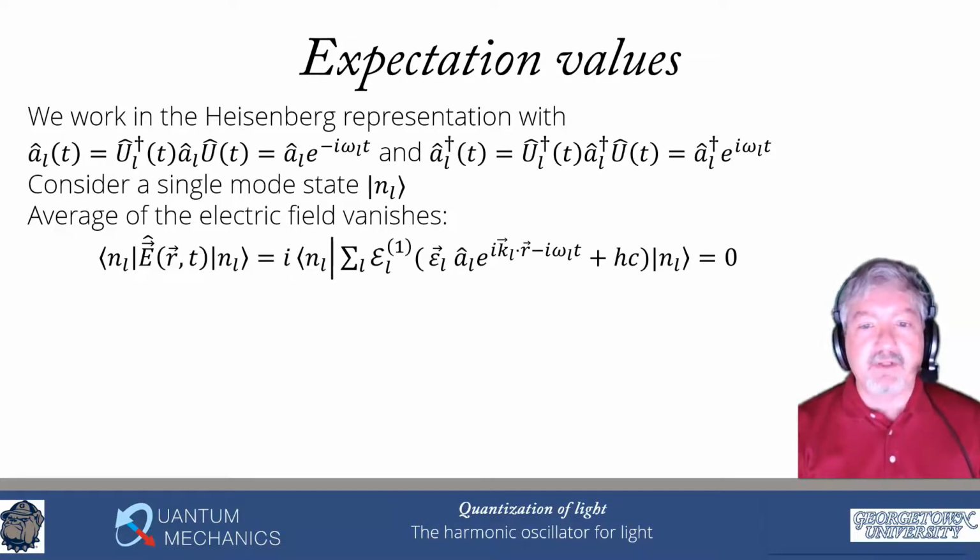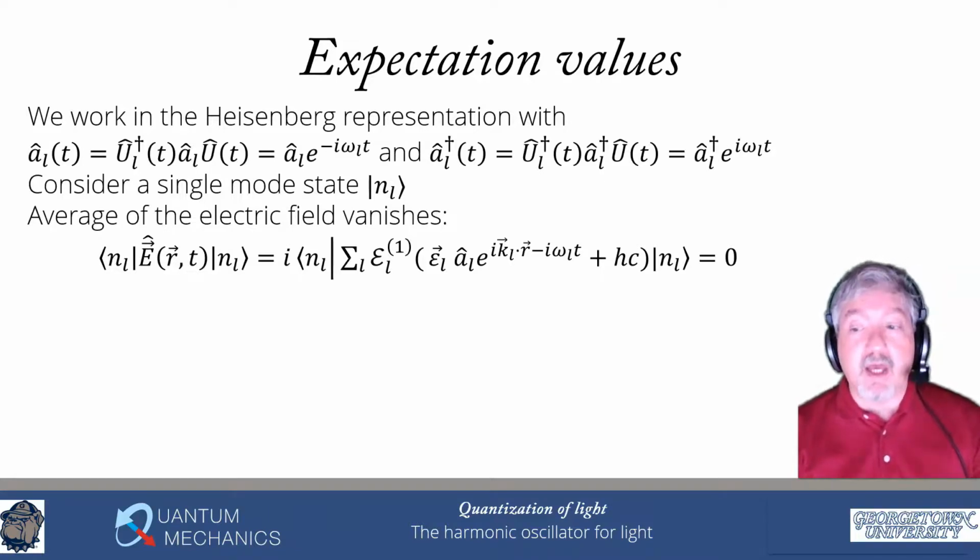When I calculate the average of the electric field, I have to plug in the definition of the electric field. That electric field has an AL term and it has an AL dagger term. And that AL term is going to change the number. If I write that NL state in terms of A dagger raised to the NLth power, that AL term is going to reduce that by one term. Or if you like, we're going to be looking at the overlap between the state NL plus 1 and the state NL, or between the state NL and the state NL plus 1. But the states with different number operators are orthogonal to each other. So that expectation value is equal to 0.